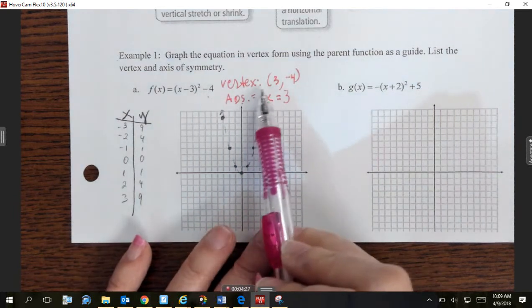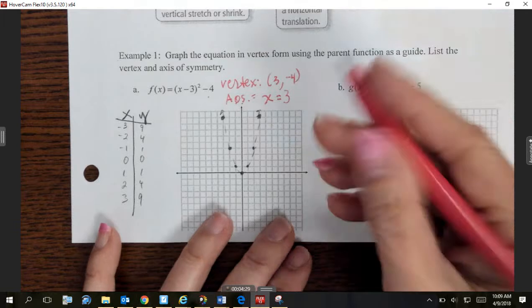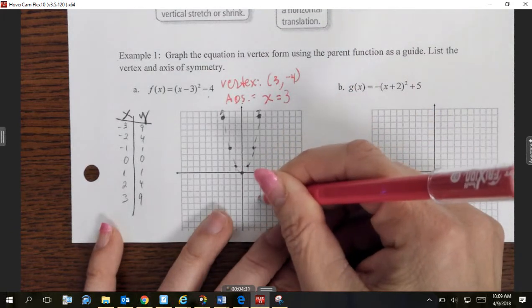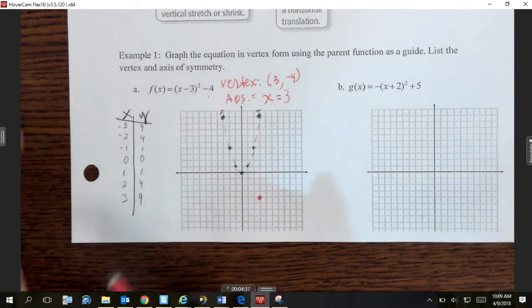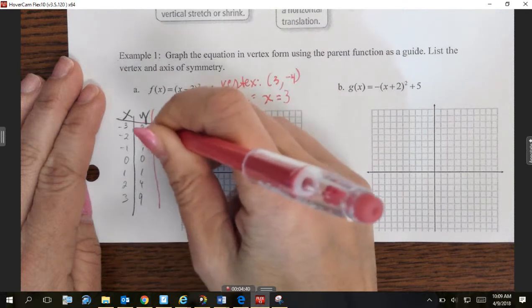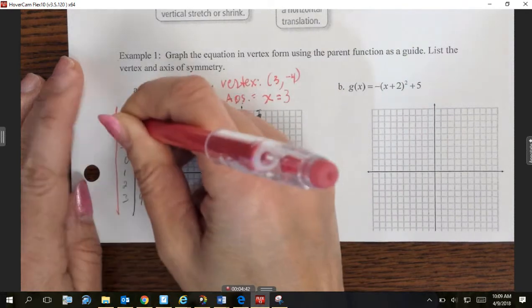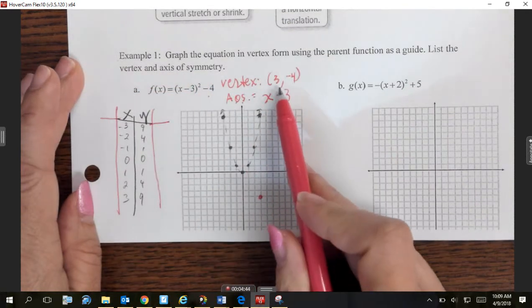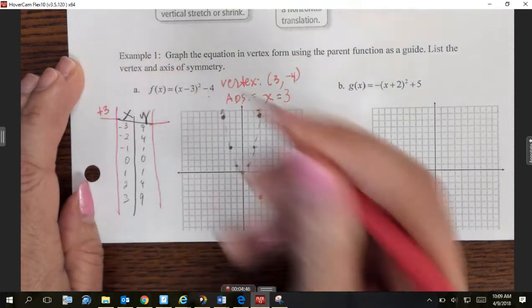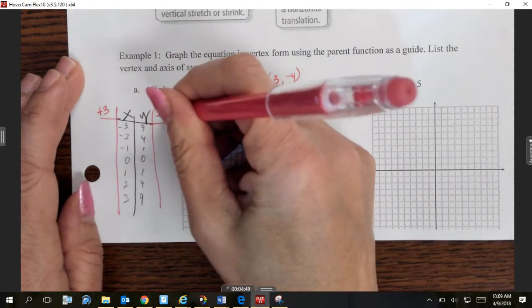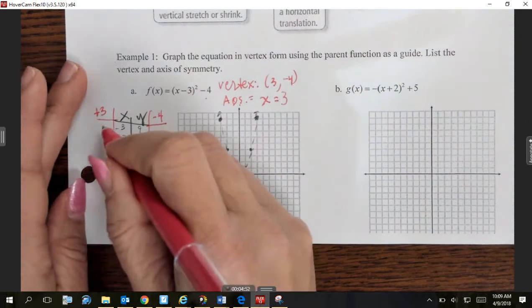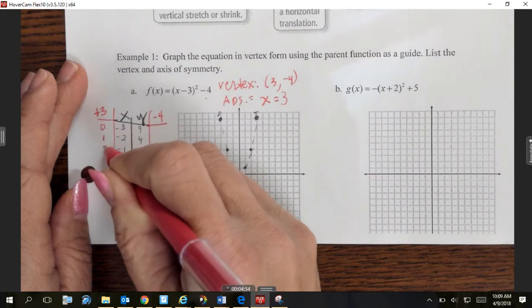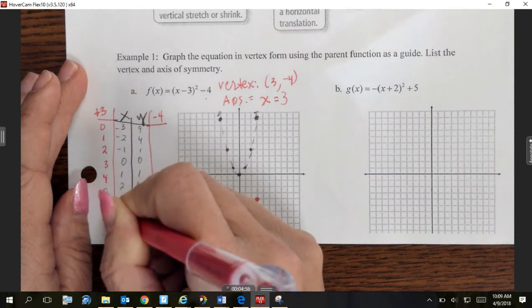For this function that has a vertex at 3, negative 4, you have two choices. The first choice would be to use your table. If you're using your table, you're going to take all of your x values and add 3 to them. You're going to take all your y values and subtract 4 from them. So I'll do both ways. This is one method.